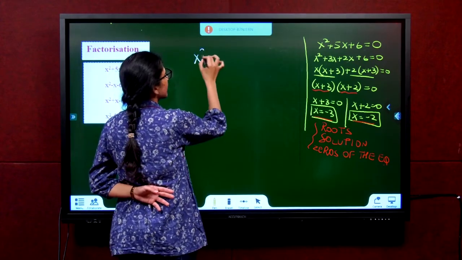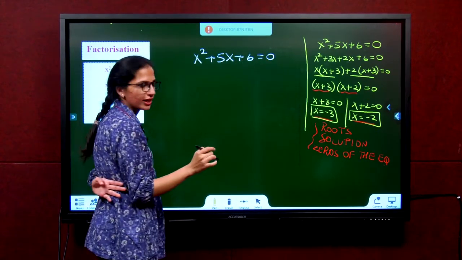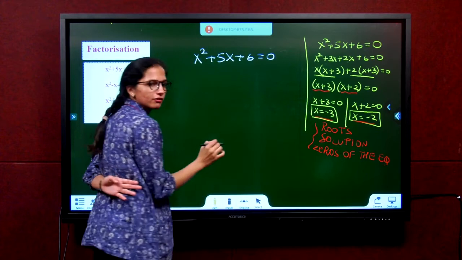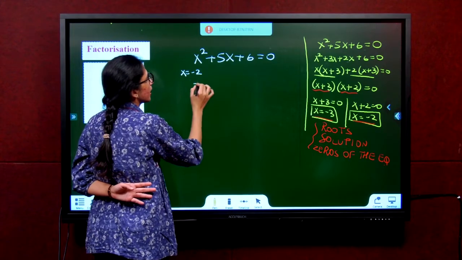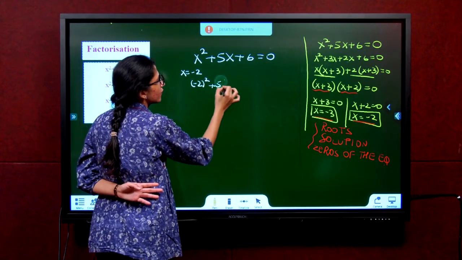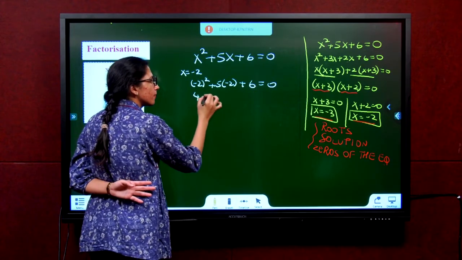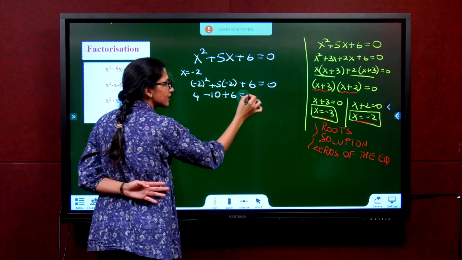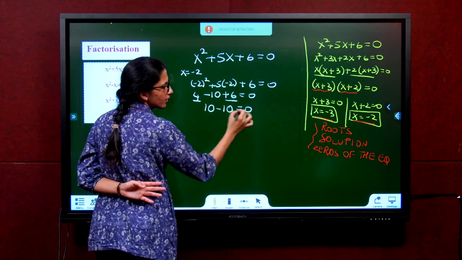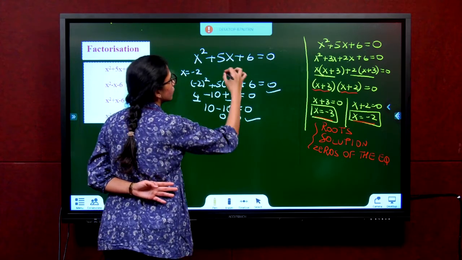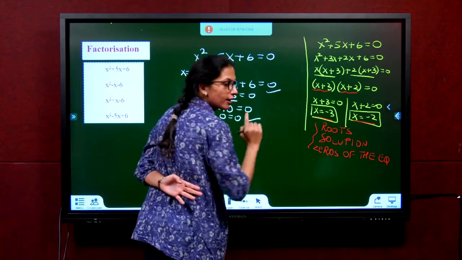So the equation is x square plus 5x plus 6 equals 0. You have to check whether x equals minus 3 and x equals minus 2 is a root. x equals minus 2 we'll take first. So minus 2 the whole square plus 5 into minus 2 plus 6 is 0. 4 minus 10 plus 6 is 0. 4 plus 6, 10. Minus 10, 0. 0 equals 0. True. Hence, verified. x equals minus 2 is a solution. Yes, so what you've got is correct.